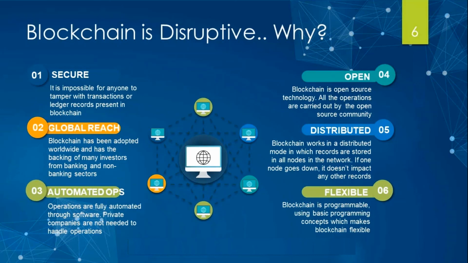So what's so disruptive about it? Why is it being treated as so disruptive? Well, there are some underlying characteristics of blockchain which make it the differentiator. We'll quickly go through those, right? First and foremost is security. It is really impossible for anyone to tamper with transactions or ledger records present in blockchain. That's really an important aspect of blockchain being secure, right?